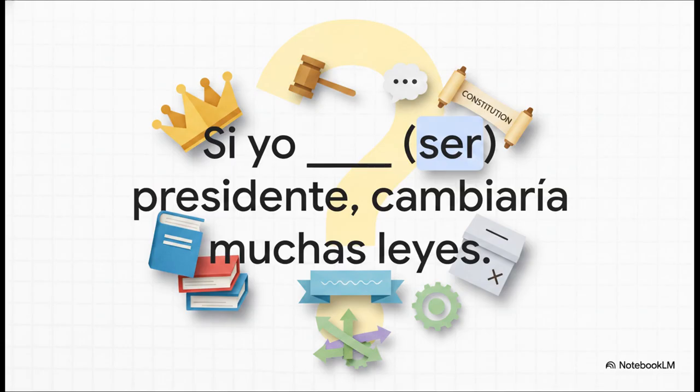Okay, next question. Si yo, blank presidente, cambiaría muchas leyes. We need a form of ser here. What do you guys think? It's fuera. That conditional cambiaría at the end gives it completely away. It demands the Category 2 imperfect subjunctive because, well, it's a massive hypothetical.